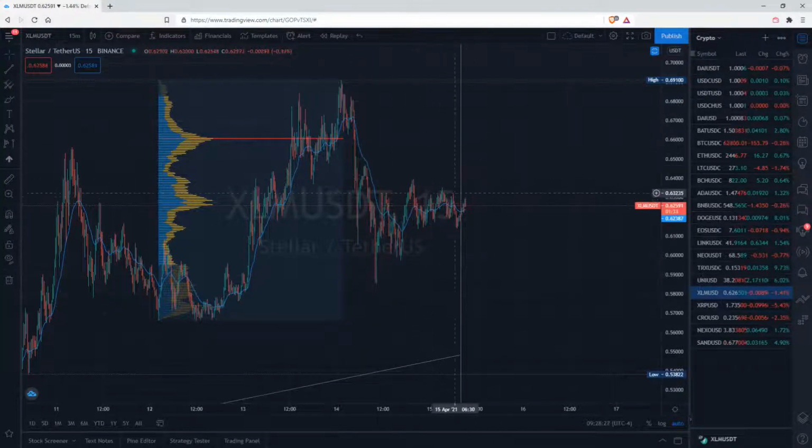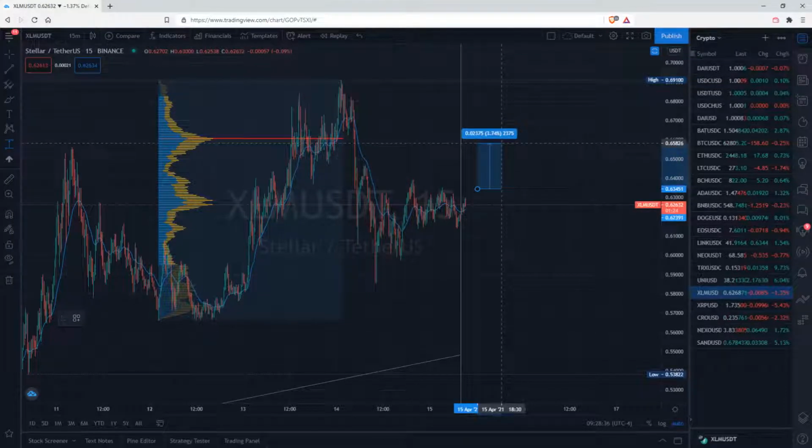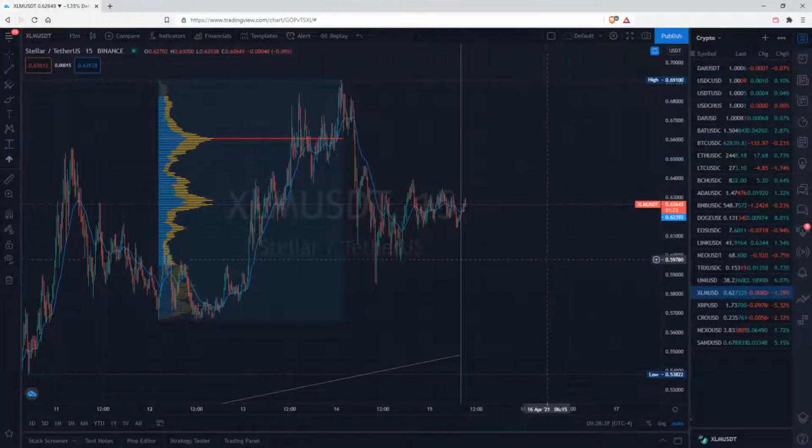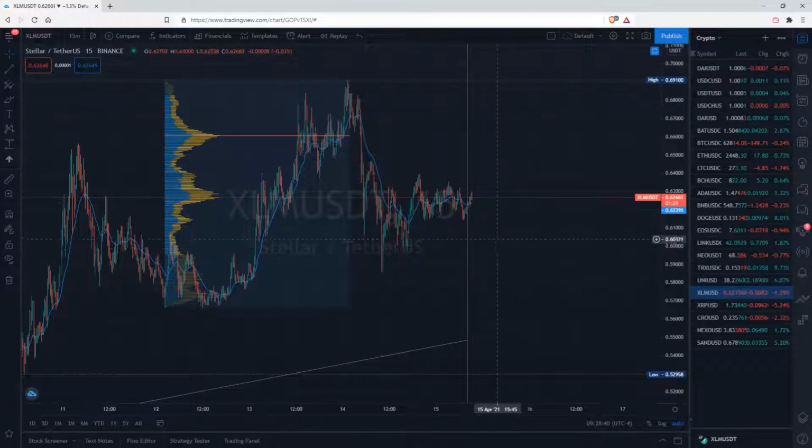There's still some room. If we get a nice little wedge breakout, that's pretty decent. Say it was like here, it's like a 3.74% move, assuming no leverage. I mean, that's not too bad.